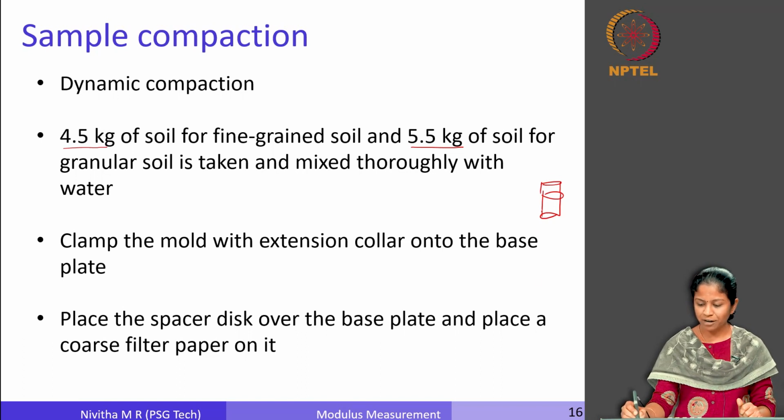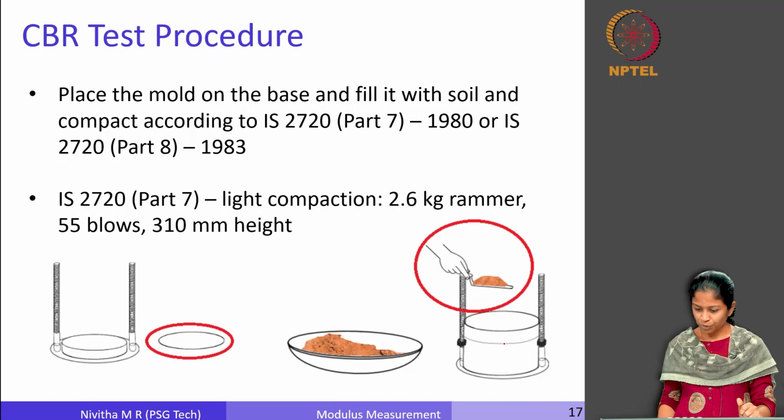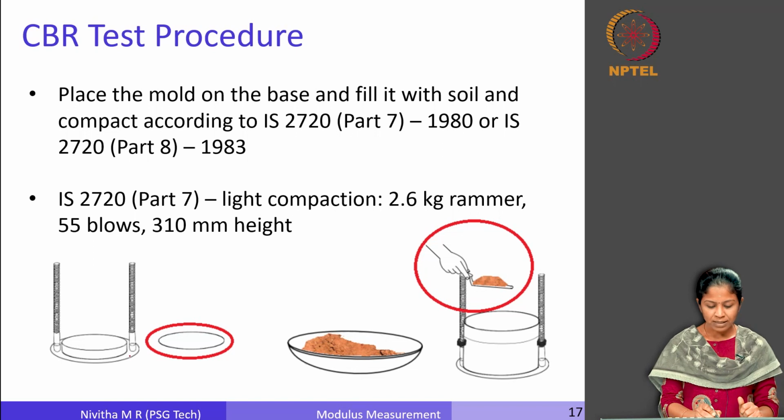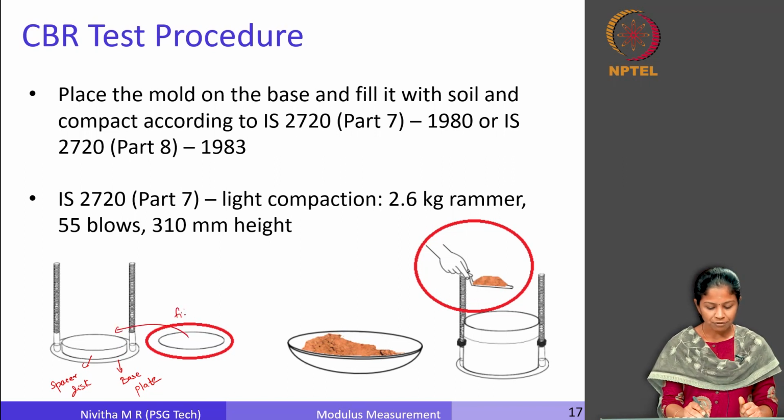There is a base plate on your apparatus. You place a small spacer disc on this base plate, and on top of this you place a filter paper. On this filter paper you put in the soil. I will show that to you. You can see this is the apparatus, this is your base plate. On the base plate I place this spacer disc, and on top of this spacer disc I place this filter paper.